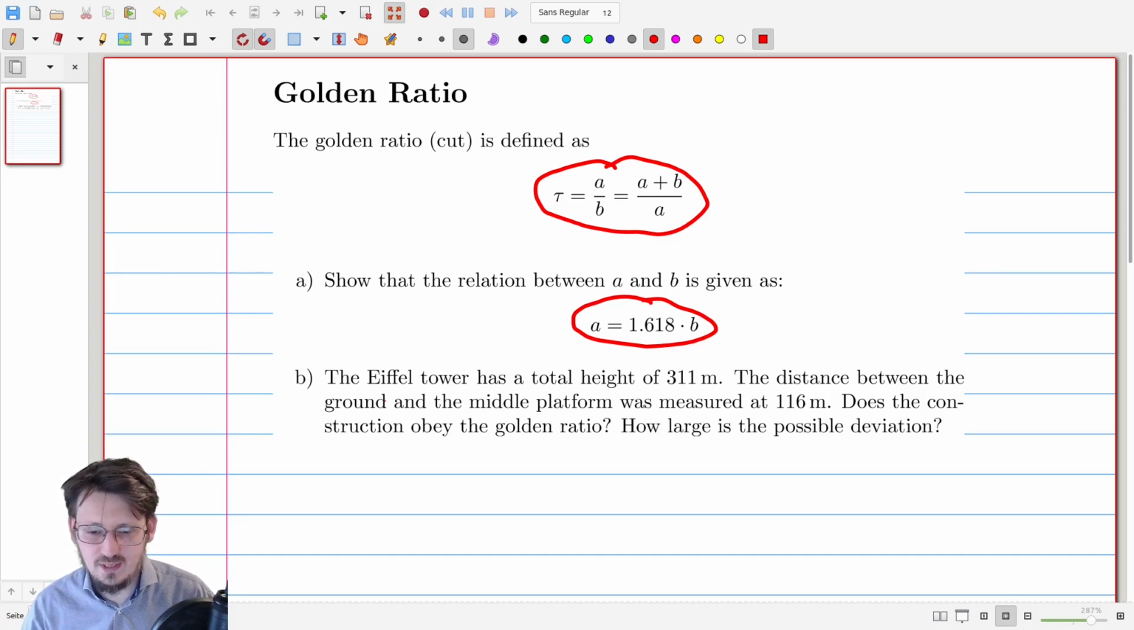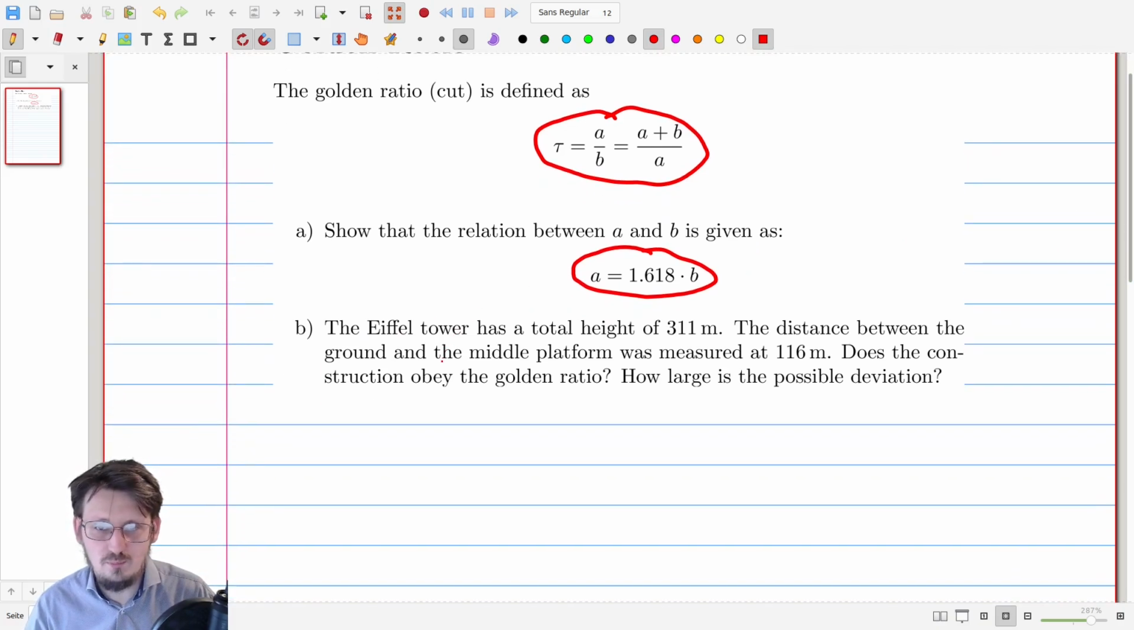Okay. And then here we want to concentrate a little bit on the practical meaning. As you might know, you can also find this on the internet. Many websites are showing that in human history, many buildings have been produced in a way that they obey this so-called golden ratio. One of the examples which I want to calculate now is the Eiffel Tower in Paris, which has a height of 311 meters. The distance between the middle platform and the ground level is 116 meters. Now we want to check whether the ratio we obtain from this obeys the golden ratio, and if not, what the deviation between these two is.